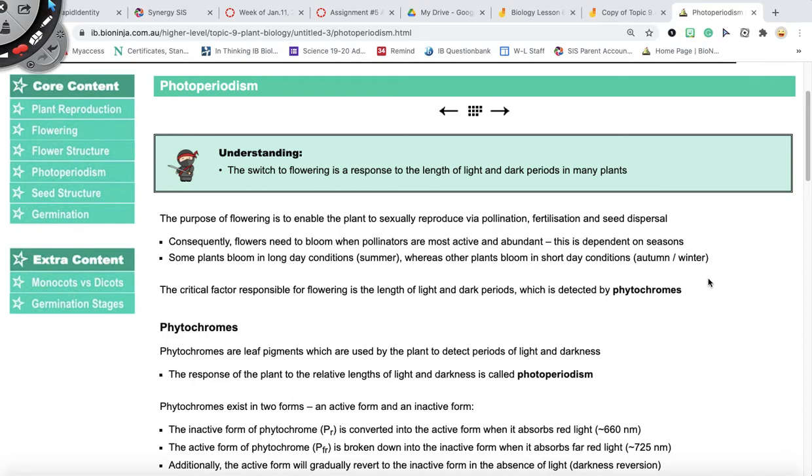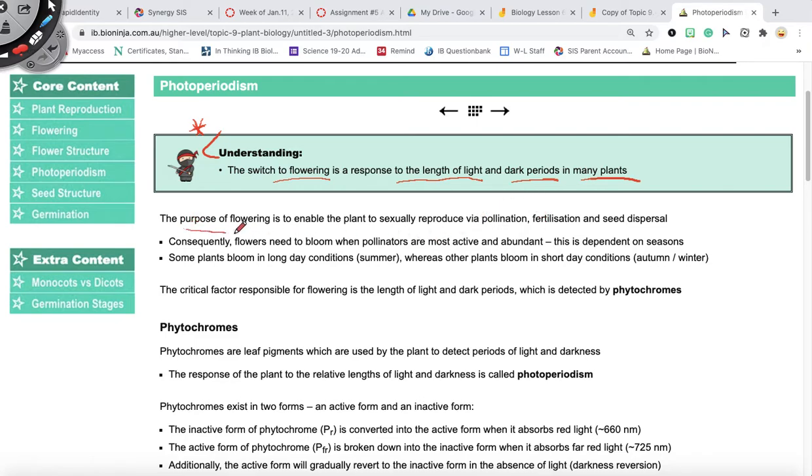All right, today we're going to continue with 9.4 and we are going to look at photoperiodism. So let's put on our thinking caps. Here's the essential understanding: the switch to flowering is responsive to the length of light and dark periods in many plants. So let's see how this comes about.